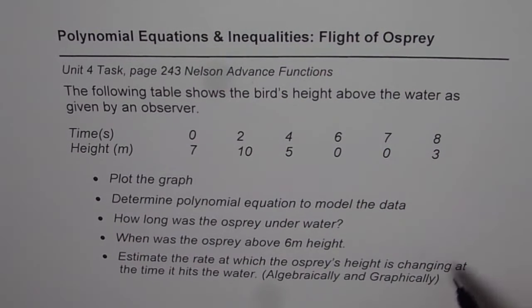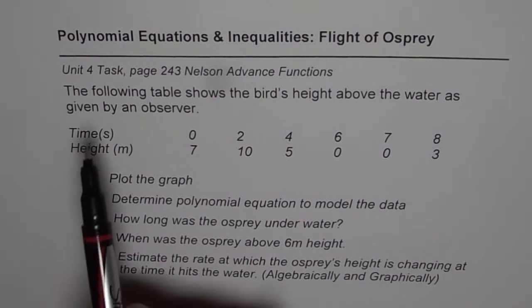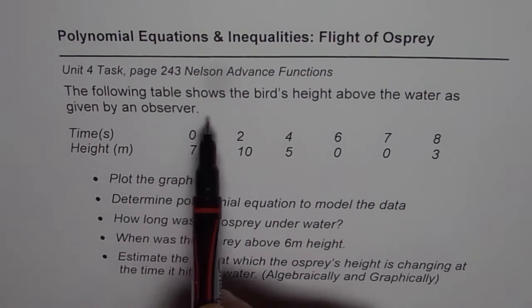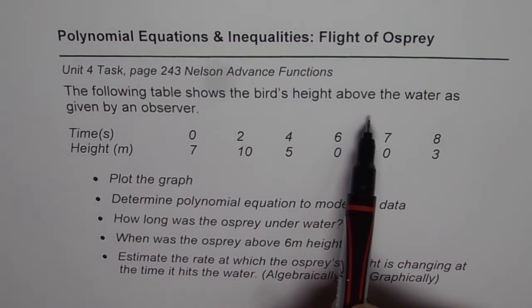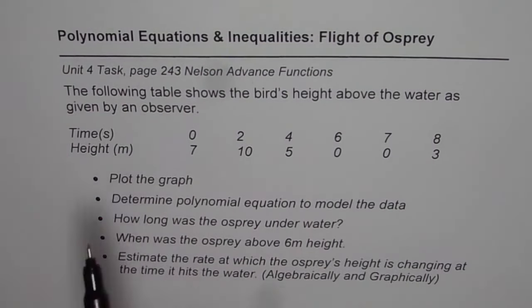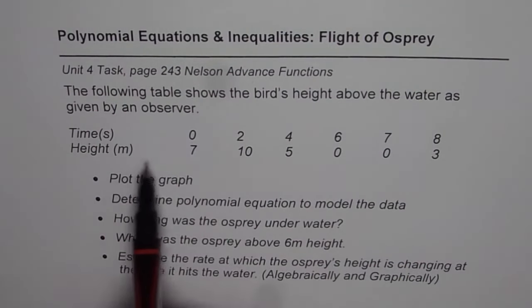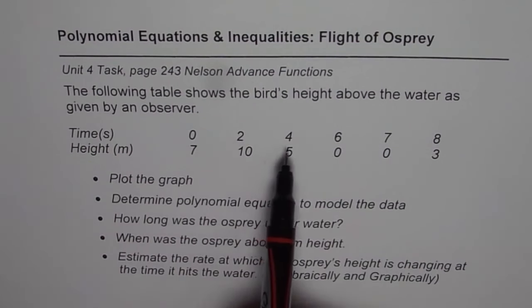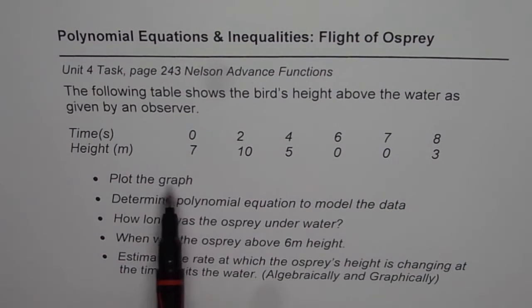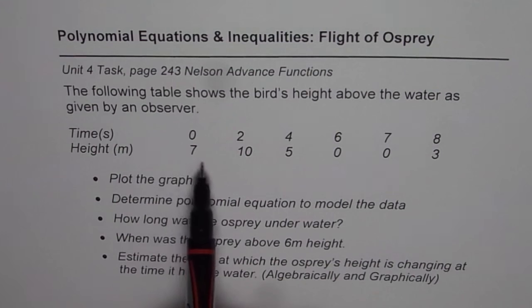Now, I've given a part of this question here. In the following couple of videos, probably four videos, I am going to answer all these questions one by one. The question is, the following table shows the bird's height above the water as given by an observer. So, the observer has given time and height: 0, 2, 4, 6, 7, 8 on the time scale, and respective heights are 7, 10, 5, 0, 0, and 3.